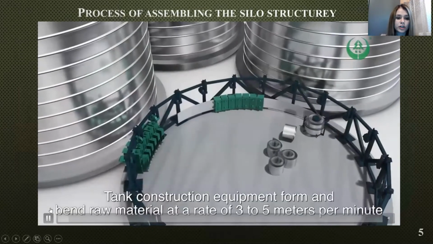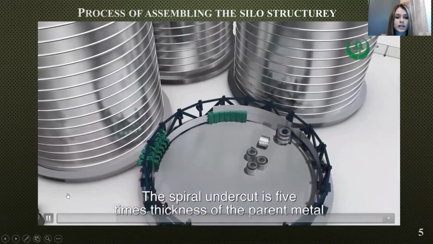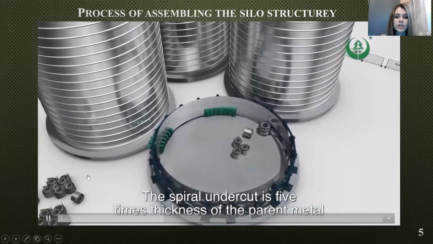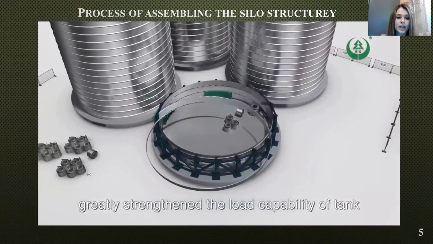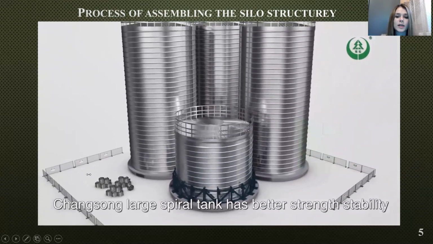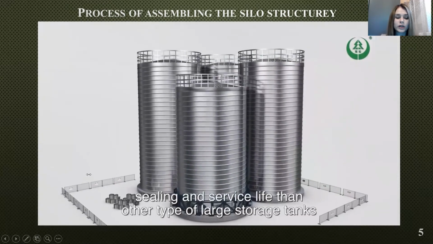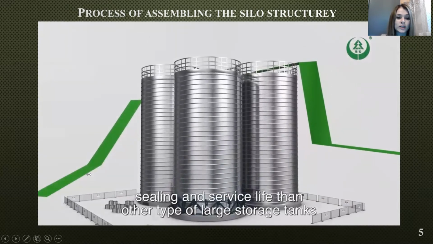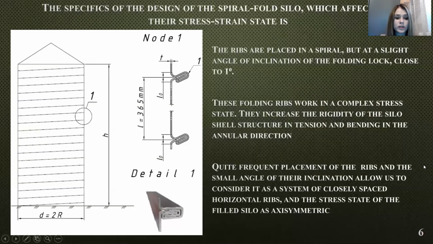The construction of the spiral fold cylindrical silo is formed with the help of special equipment which connects a metal strip in a spiral and forms the folding lock at the same time. The folding lock is located outside the silo wall at a slight angle to the horizontal plane and forms annular ribs. Spiral fold silo shell design is significantly different from traditional corrugated metal prefabricated silo with bolted joints.